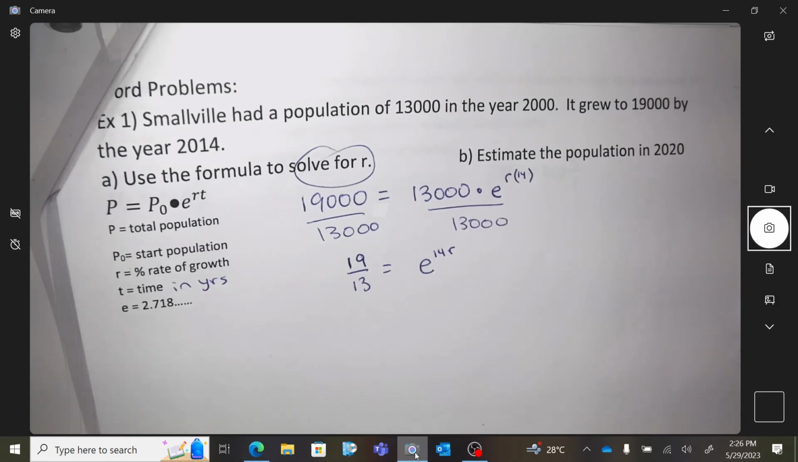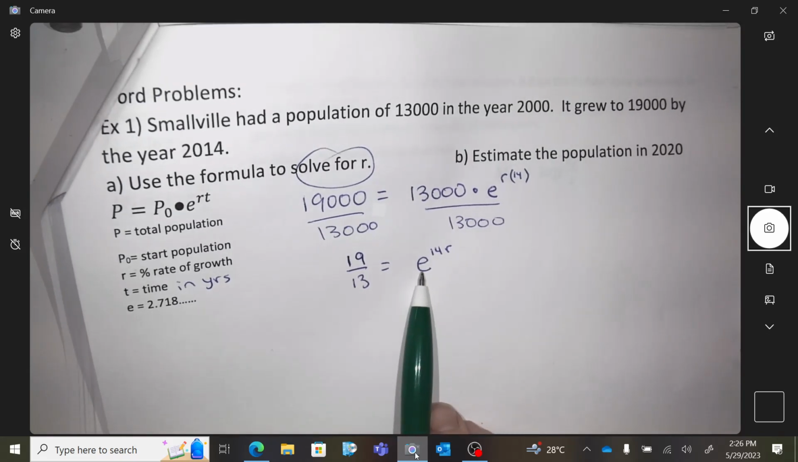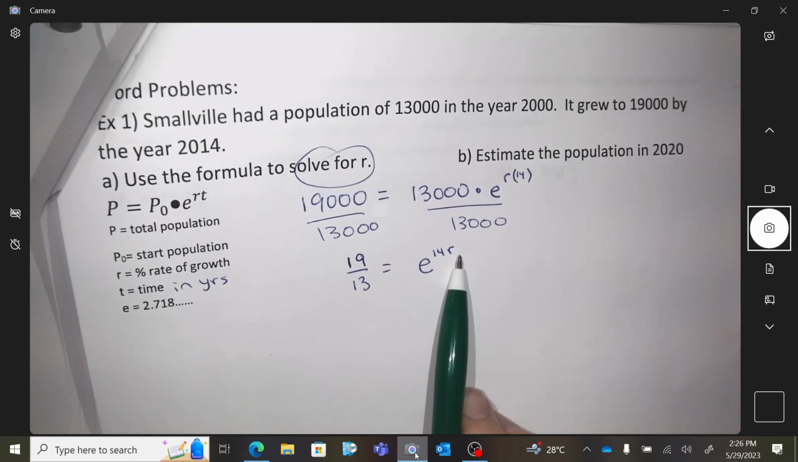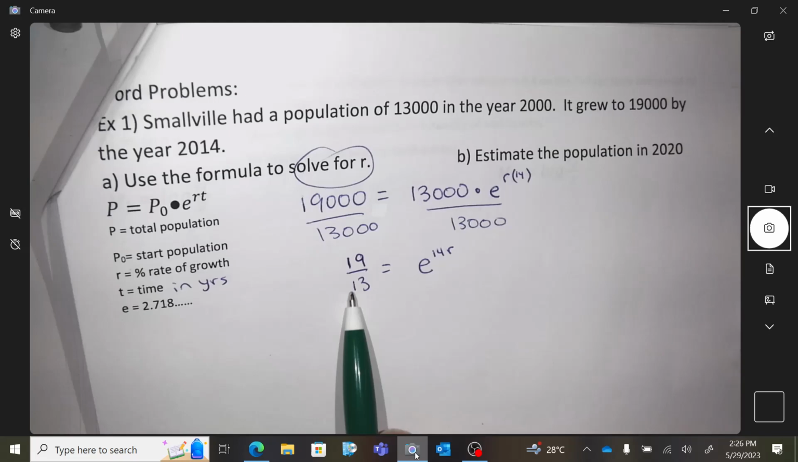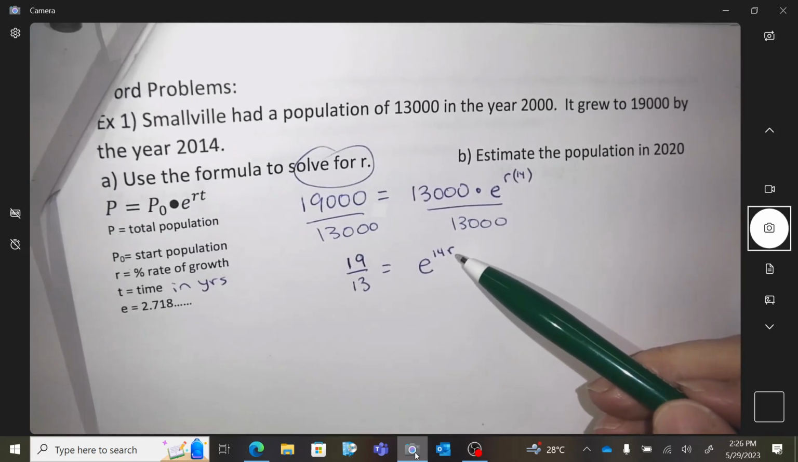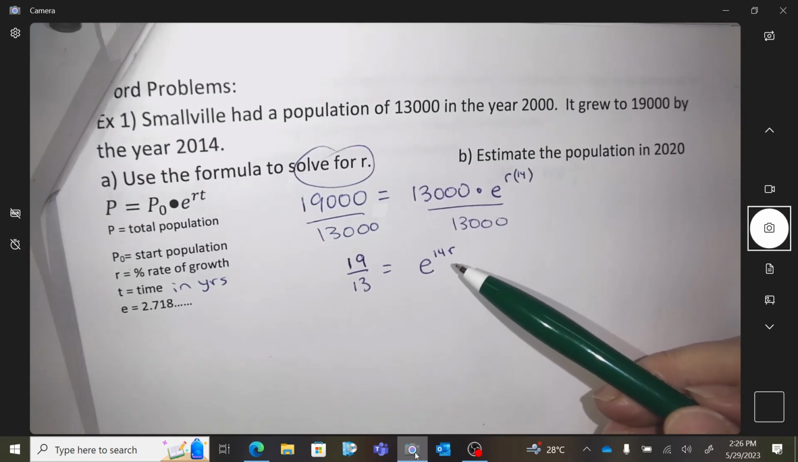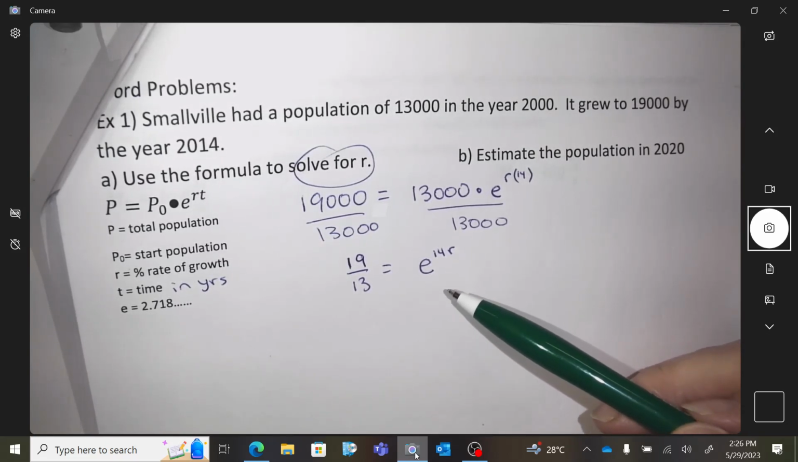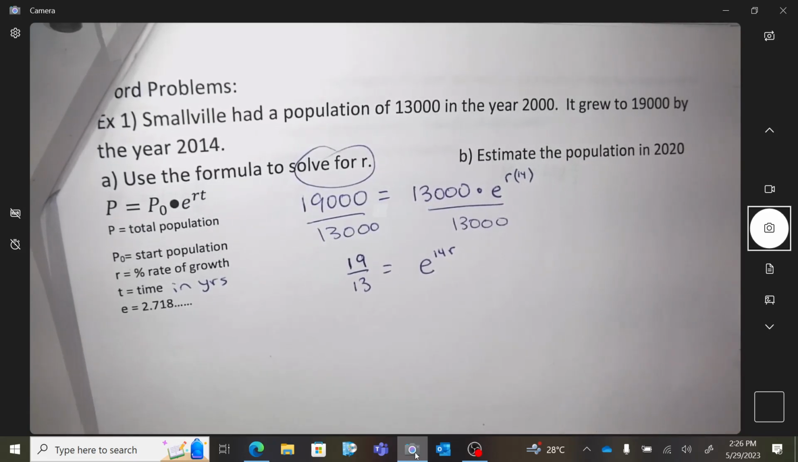Okay, would we all agree right now this is an exponential equation? Do you see your base, which is what? E to the exponent 14R equals the result, this number, right? We have to solve for this R, and you can't solve for variables in the exponent position. So what is the strategy when you have an exponential? You turn to a log.